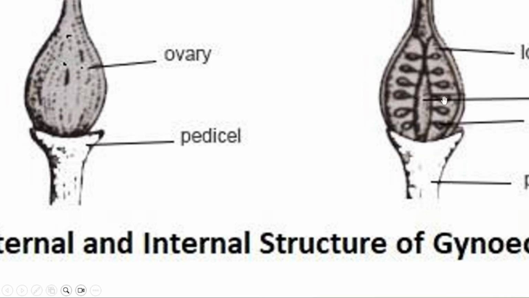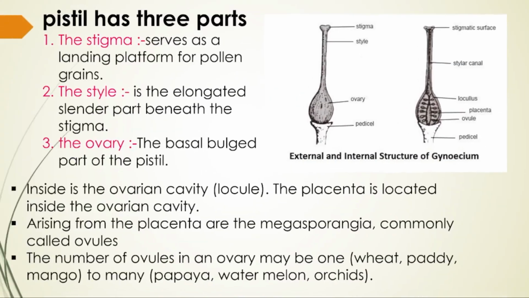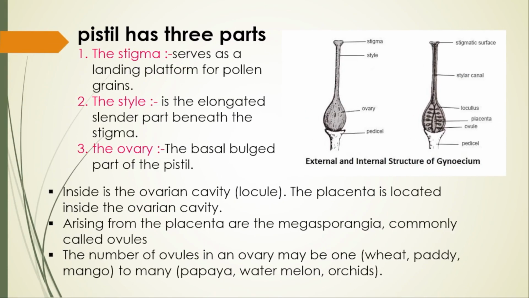1 2 3 4 5 6, isn't it? For each side there is a fixed 6 ovules, which you also call megasporangium. Commonly they are called ovules. The number of ovules in an ovary may be 1, like in wheat, paddy, and mango, to many, like papaya, watermelon, and orchids.